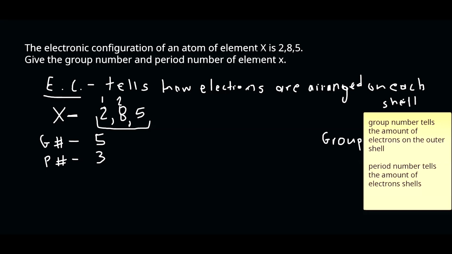So what would be the name of element X based on what we have here? What would be the overall electrons in the structure of element X? Looking at the structure, when you add up everything, what would be the overall electrons, everything combined? Based on the EC. 15, sir.